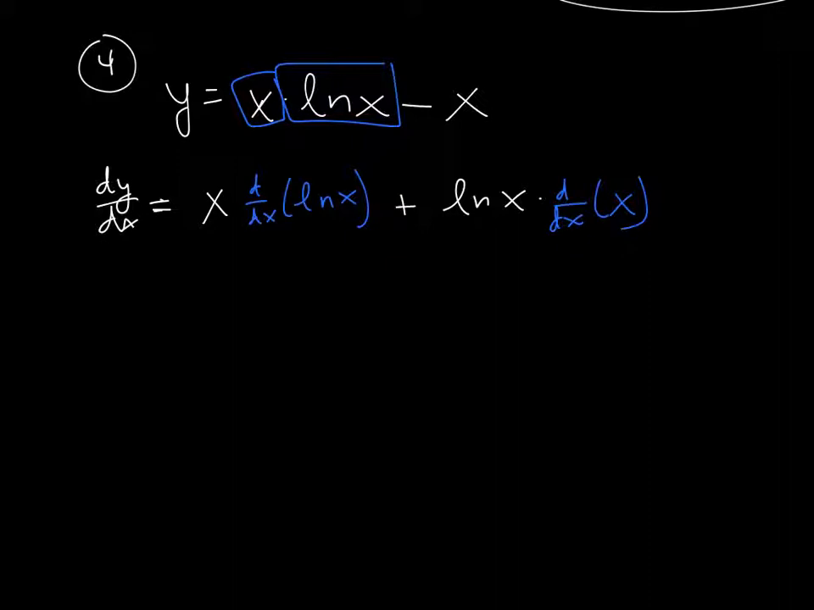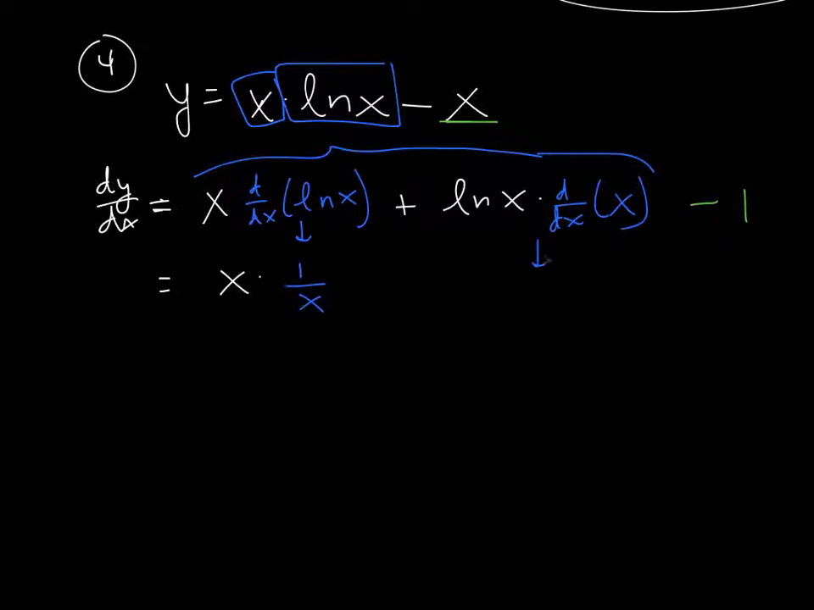So that's my product rule. All of this is for the derivative of my product of two functions. Don't forget about this minus x at the end, and that's just going to be minus the derivative of x, which is 1. So let's go back and actually do the derivative. Derivative of natural log of x is 1 over x, and derivative of x is just 1. So I have x times 1 over x plus natural log of x times 1, and then I've got this minus 1 at the end.